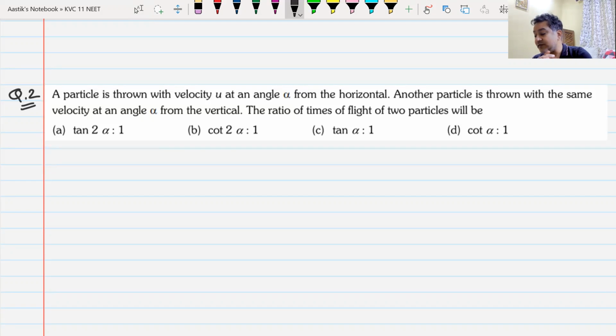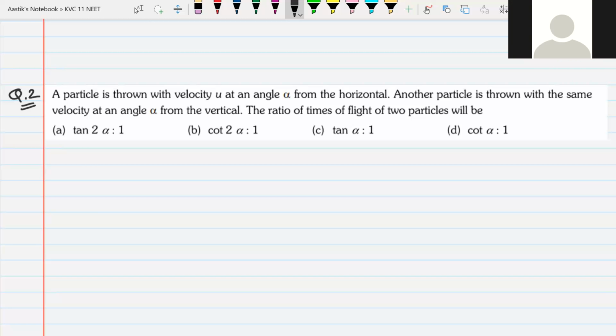A particle is thrown with a velocity u at an angle alpha from the horizontal. Another particle is thrown with the same velocity at an angle alpha from the vertical. If you have to write the question, draw the diagram. From the diagram, you understand the question. Don't waste your time in writing the entire question. Time is a luxury, my dear friend, that we don't have. What is the ratio of the time of flights? Your time starts now.